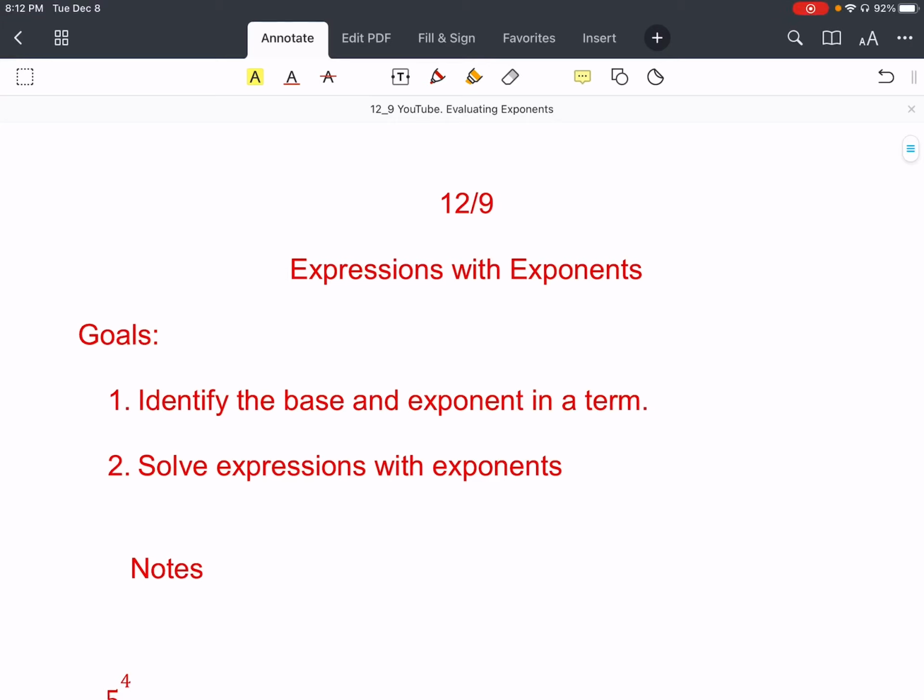All right, today's lesson is solving expressions with exponents. For most of you, I think this will be a good review, so feel free to go through this video as quickly as possible. Remember, the notes that we want you to take are in red, but most of this is in red. So your two goals are to identify the base and exponent in a term, and then to be able to solve expressions with exponents.